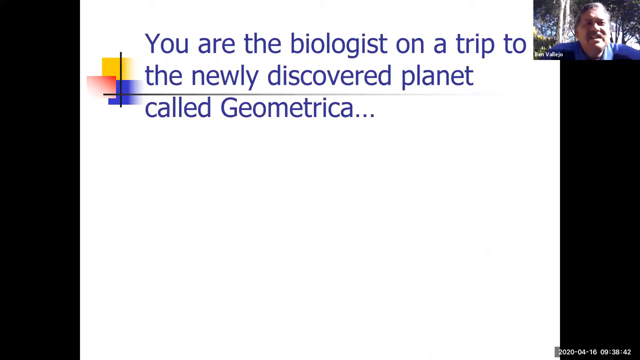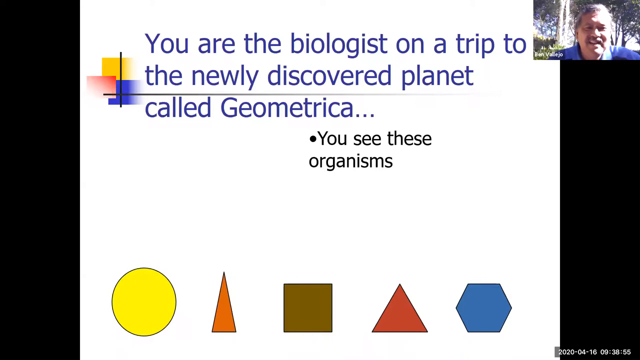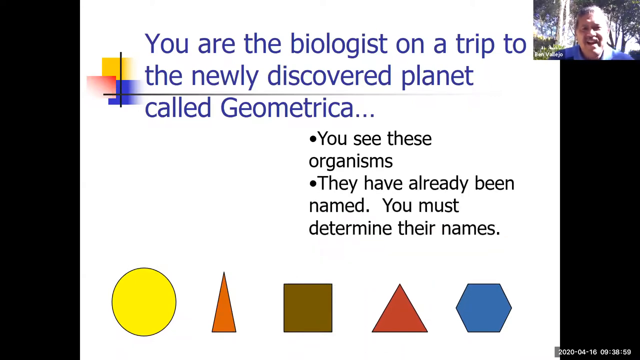So here's a scenario now. You are the biologist on a trip to the newly discovered planet called Geometrica. And we have already discovered these organisms. You see them. There they are. But you want to know what they're called. So that yellow one over there in the corner, what's that? I don't know its name, but I've seen it before.